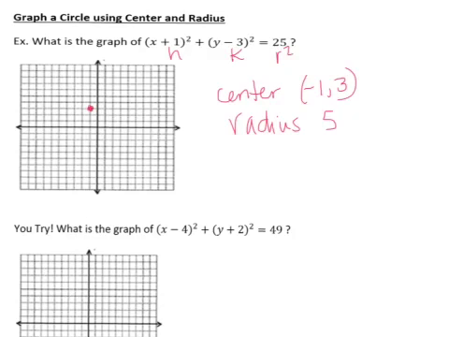And we're just going to take the radius and we're going to go in all directions. We're going to go up 5 units, 1, 2, 3, 4, 5, from our center. We're going to go right 5, again from our center. Go down 5. And we'll go to the left, left 5. So now you just need to connect all your points except for your center in a circular fashion. And we graphed a circle using our center and radius.